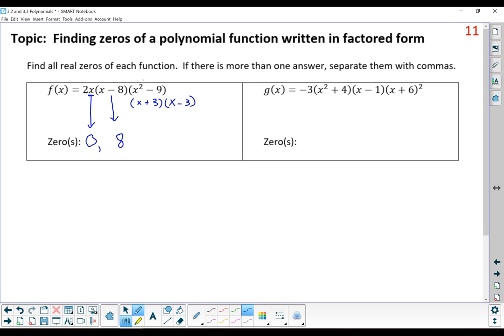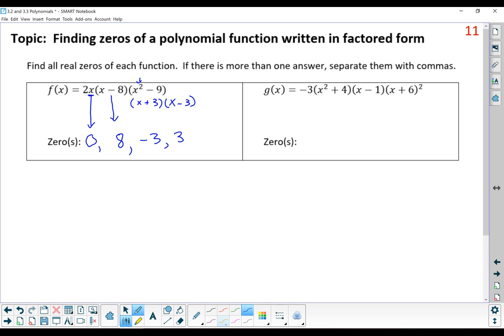So if you have a power of 2, it may be that you have some additional factoring to do. So our 2 additional roots are negative 3 and positive 3. So that's a list of the zeros. When you're typing in your answers, you just need to separate those answers with a comma.